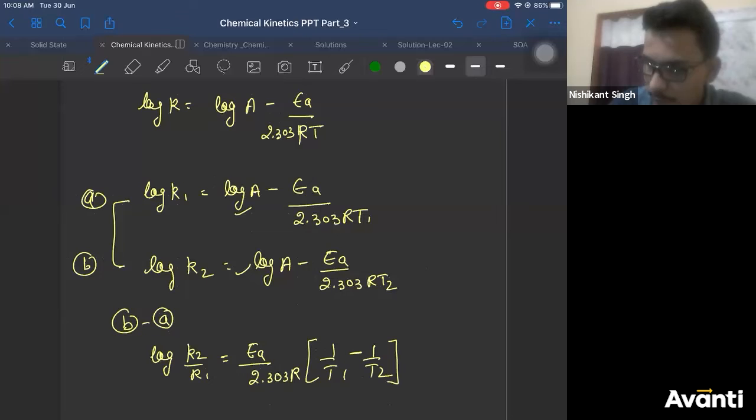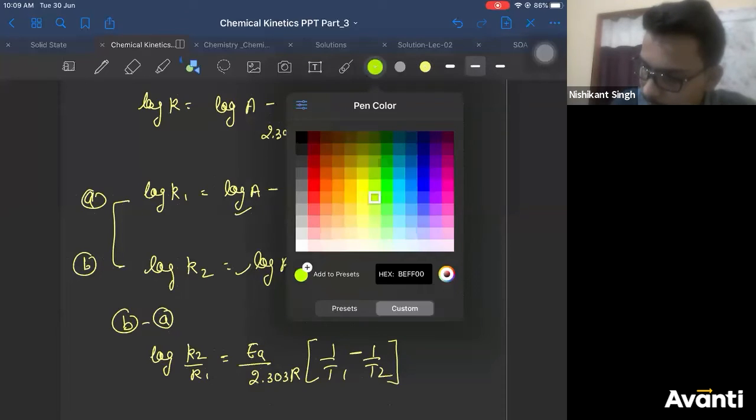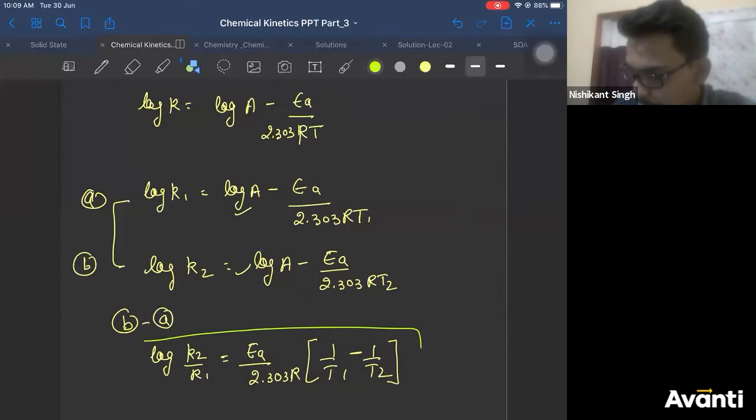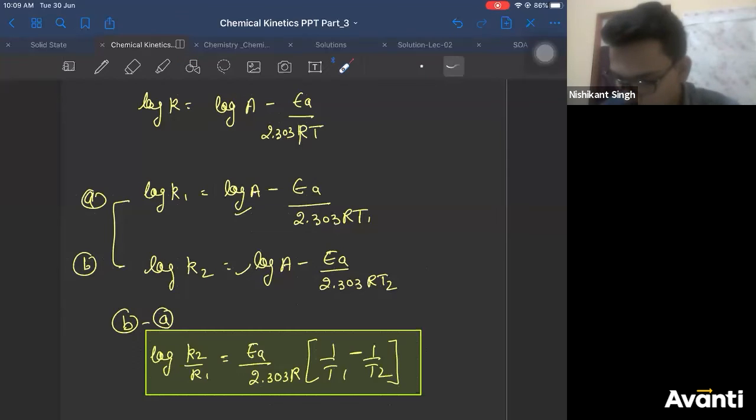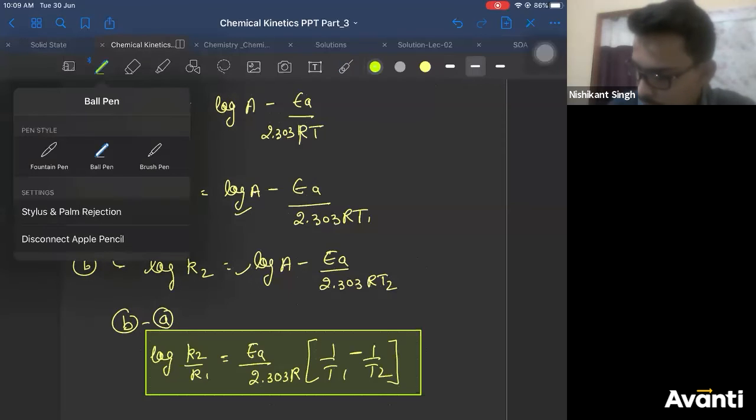This is almost similar to the Van't Hoff equation and Clapeyron equation which you have studied. In those equations, instead of EA, you used to write delta H. That is the only difference. Right? So remember these three formulas. This is your final equation, the third equation.